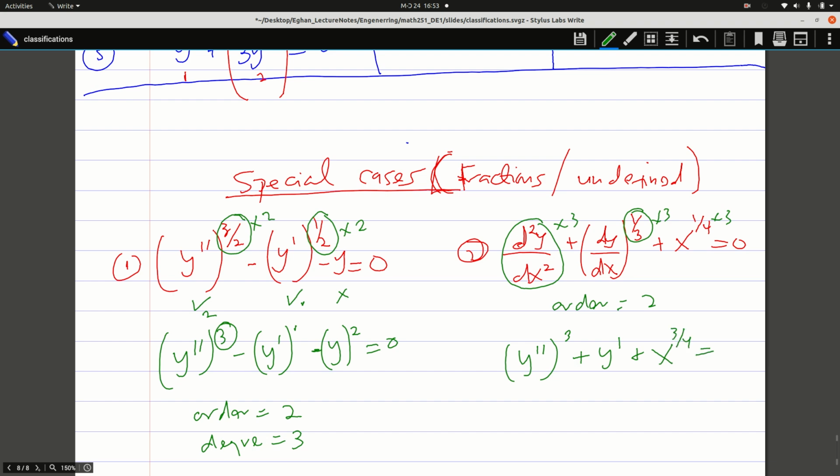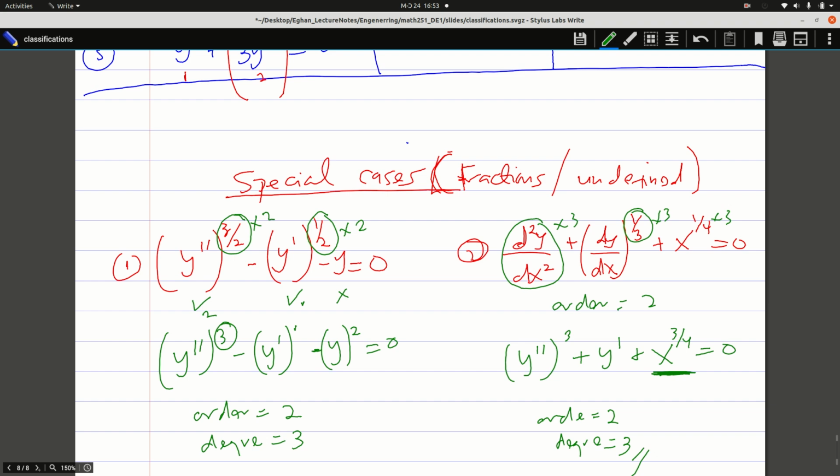Don't be bothered here because this is the independent variable. It is not a derivative. Alright. So the order here is still 2. Now the degree of this becomes what? 3. So we see the differences here.